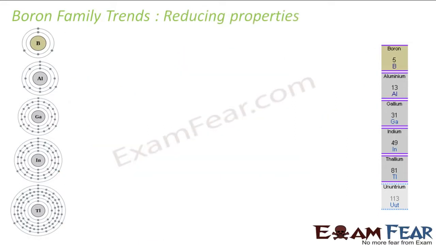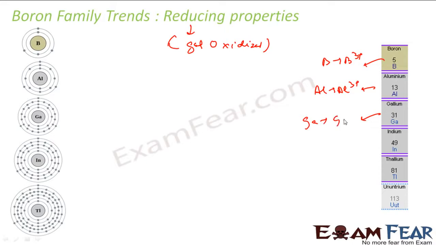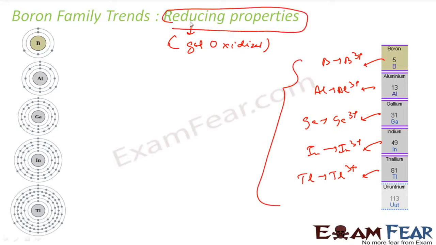The reducing properties. Please pay attention here. This is a little tricky slide. Reducing property means the tendency to get oxidized, right? That is the tendency of aluminium to become Al3+, boron to become B3+, right? We're talking about this tendency. Gallium to become Ga3+, indium to become In3+, and so on, thallium to become Tl3+. This is the tendency we are looking for in reducing properties.